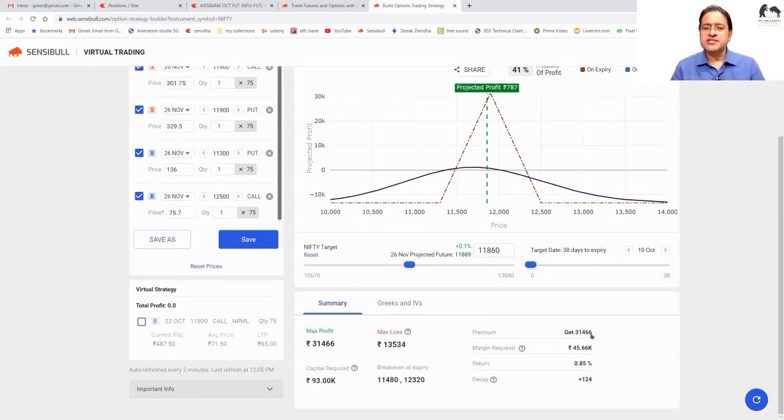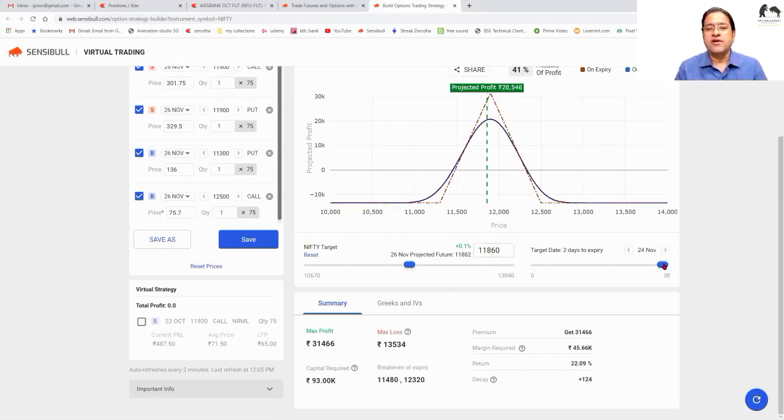Now the net premium received is 31,466. The margin required is about 45,000 rupees. Wherever it is standing currently, look at the time value, it has about 38 days to expire. Let's say the market closes at about 11,860 at the time of expiry. With the whole time value decay, you will end up with about 28,000 profit. As long as the market trades between these two points, as you could see, you'll still be in positive.